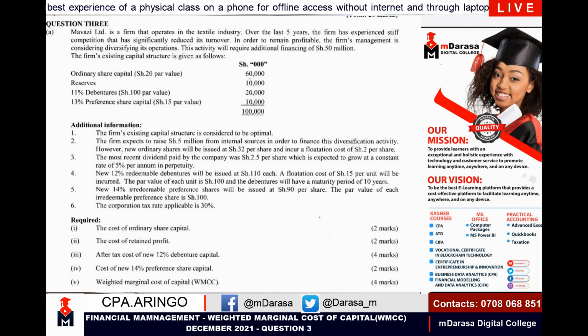So ideally, we are talking of a maturity period of these debentures. So in other words, you're talking of redeemable. At that point, what must click at the back of your mind clearly is the concept of YTM, yield to maturity. We are told that new 14% irredeemable preference shares will be issued at 90% per share. The par value of each irredeemable preference share is 100. The corporation tax rate applicable is 30%. That is what the examiner is giving us.